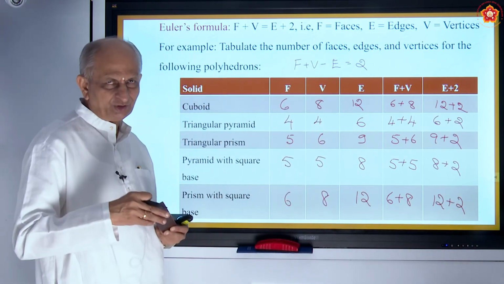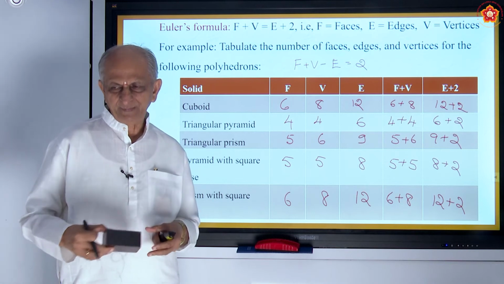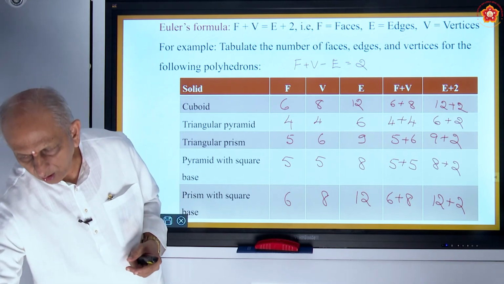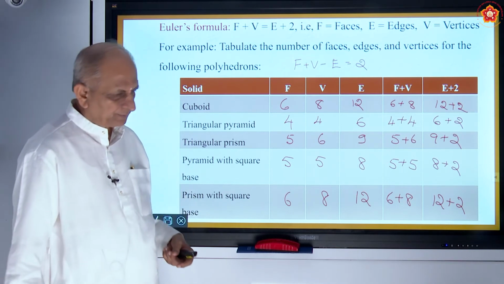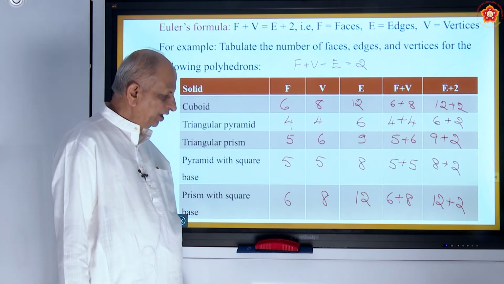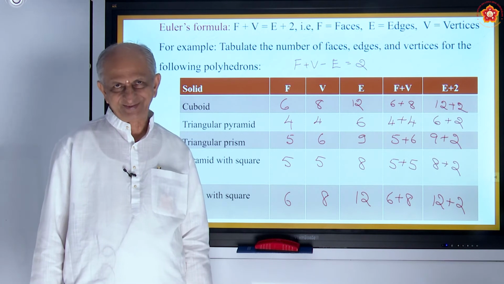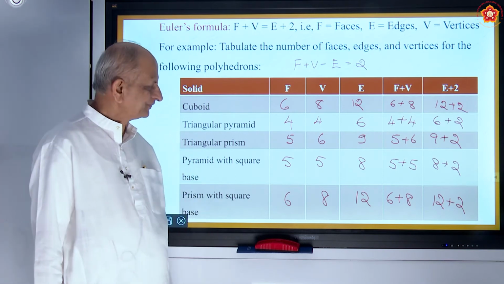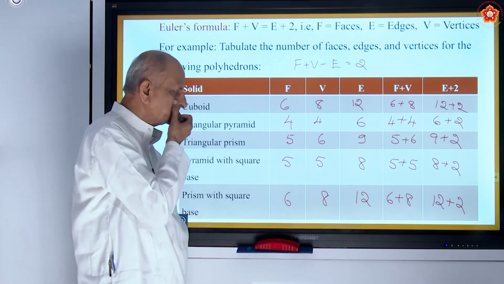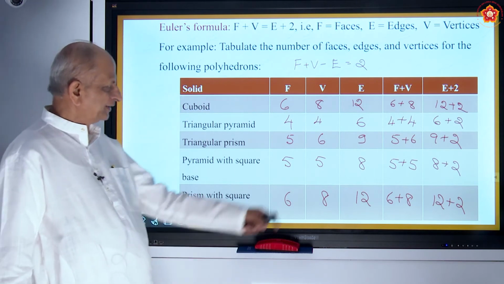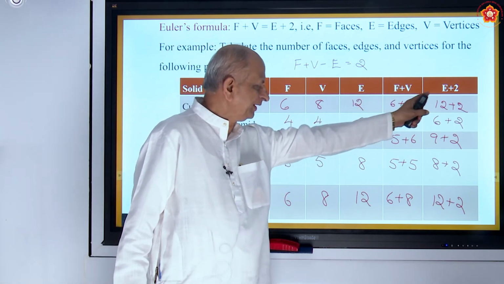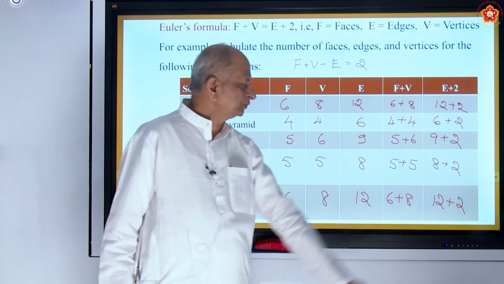So, understood? Like that you must be able to do it for all types of solids which have polygons as their surfaces. Okay? So just note down, and here the sum of F plus V should be equal to E plus 2.